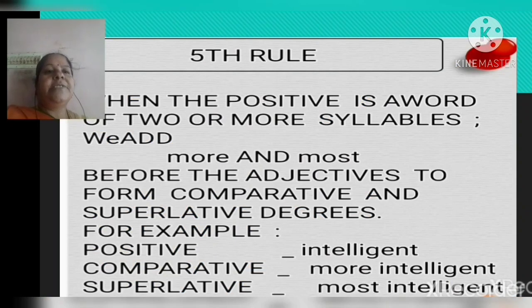Fifth rule: when the positive is a word of two or more syllables, we add more and most before the adjective to form the comparative and superlative degrees. For example, positive: intelligent, more than two syllables: in-tel-li-gent. So how many syllables are there? Totally 4 syllables. That is why in the comparative degree, more intelligent, and in the superlative degree, most intelligent. Is it clear to all of you? So with more than 2 syllables, we add more and most in the comparative and superlative degrees.